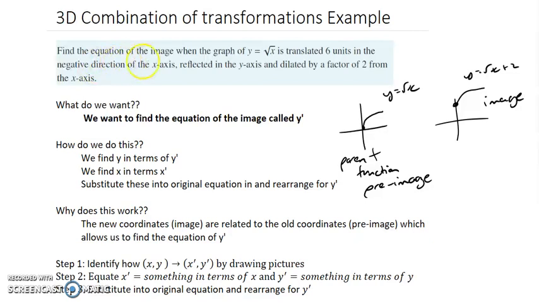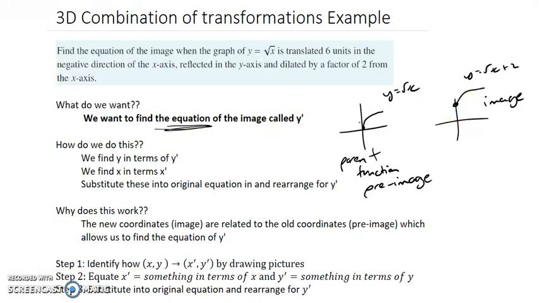Okay, so find the equation of the image when the graph of y equals root x is translated 6 units in the negative direction of the x-axis, reflected in the y-axis, and dilated by a factor of 2 from the x-axis. So essentially, we're trying to find the equation of the image, and we call that y dash.